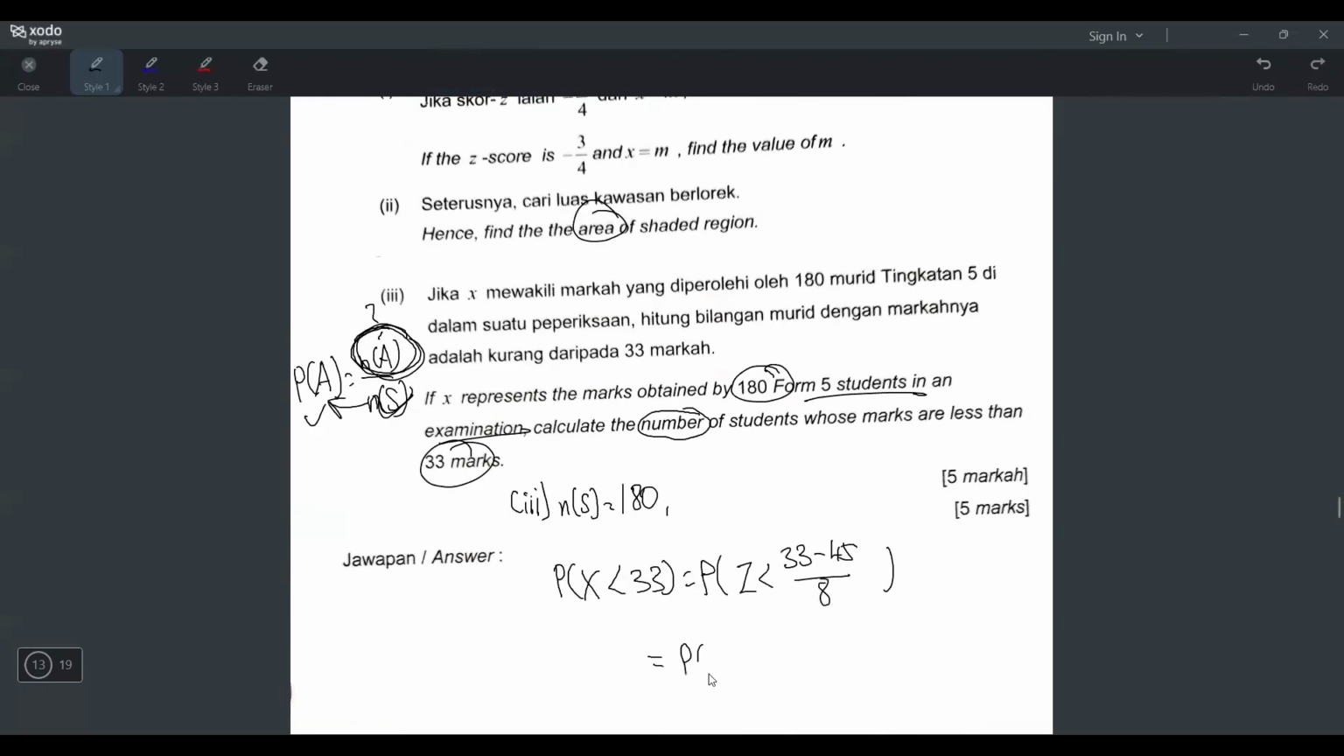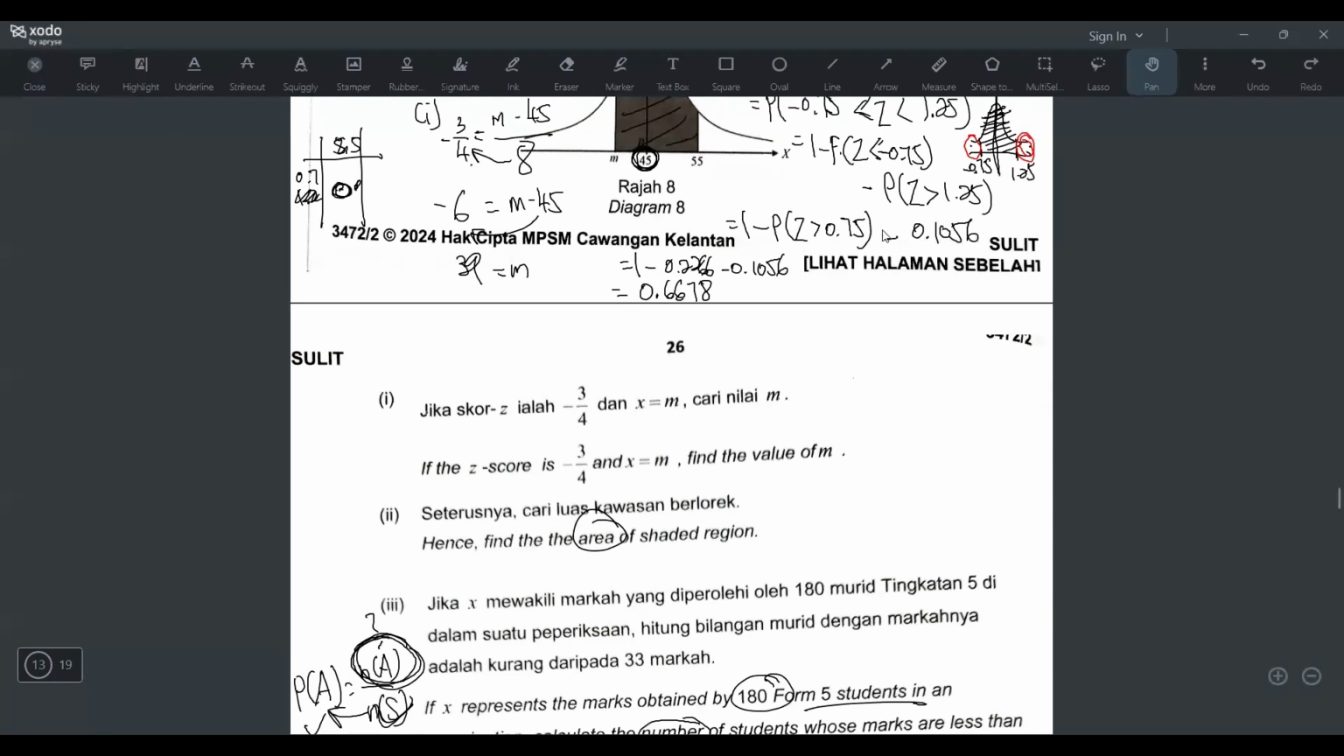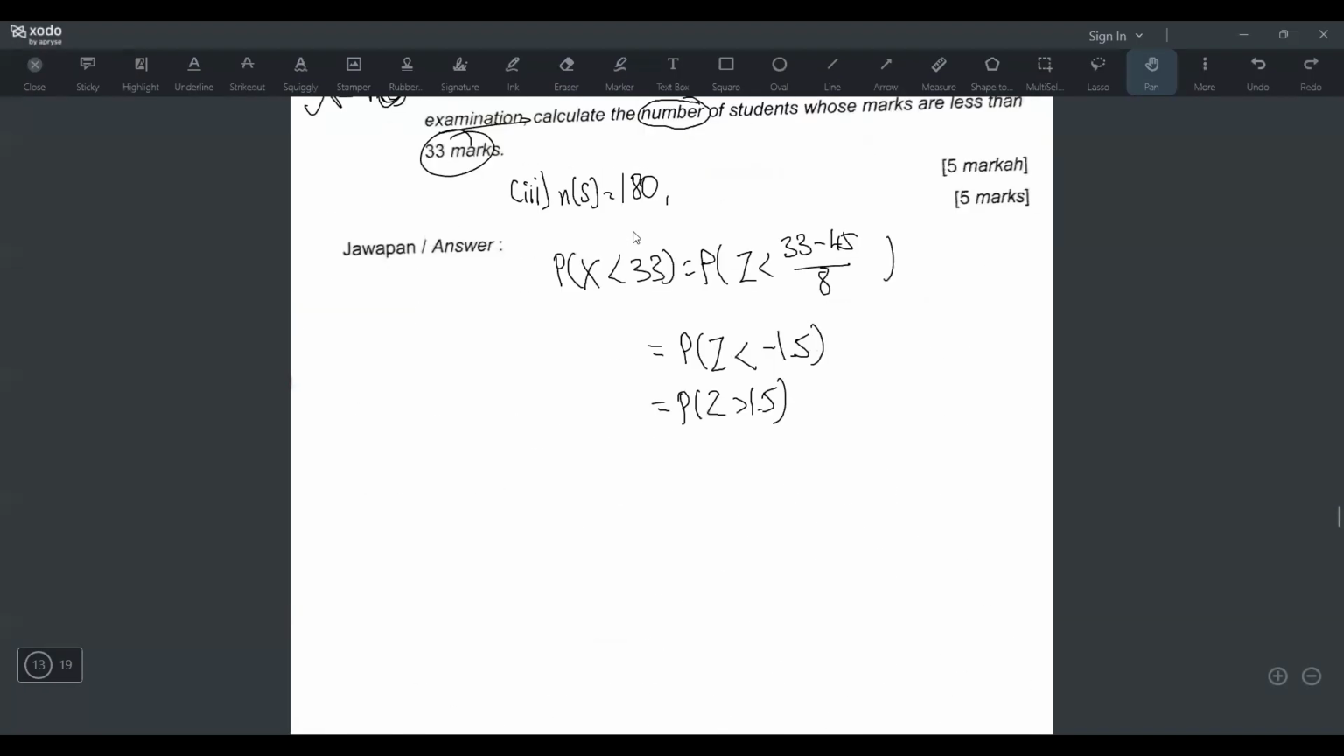Okay, you get negative something, right? So let's press the calculator and see negative how many. Okay, my answer here is negative 1.5. And remember that a smaller negative can change to a bigger positive. I already taught you just now, I mentioned it here just now. Smaller negative can change to bigger positive because it's symmetrical.